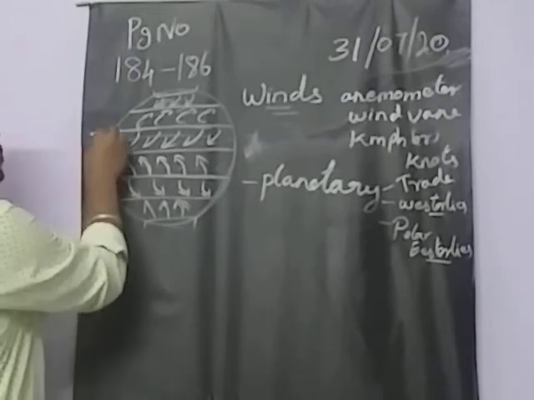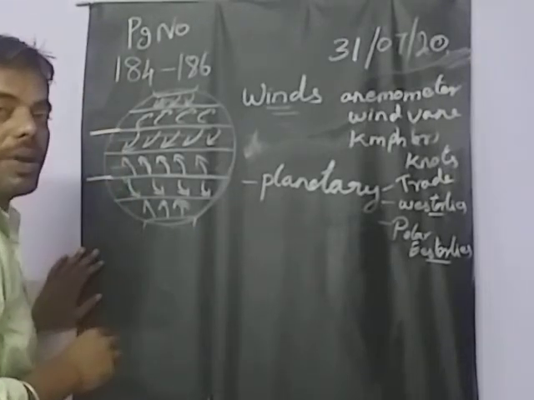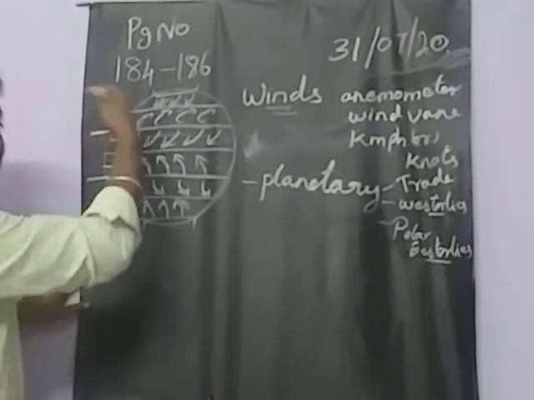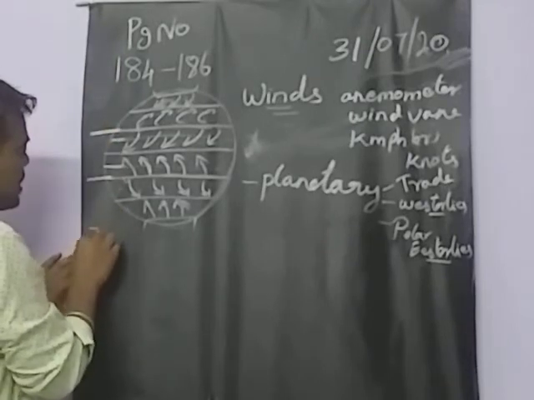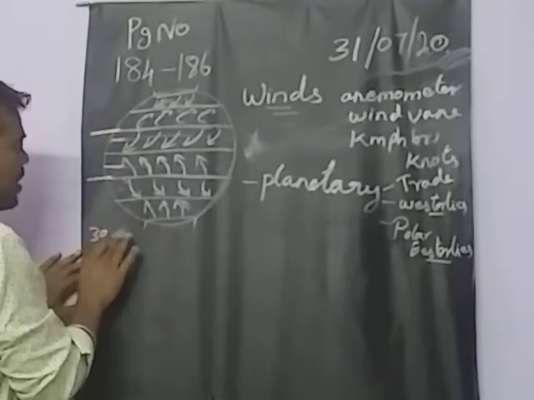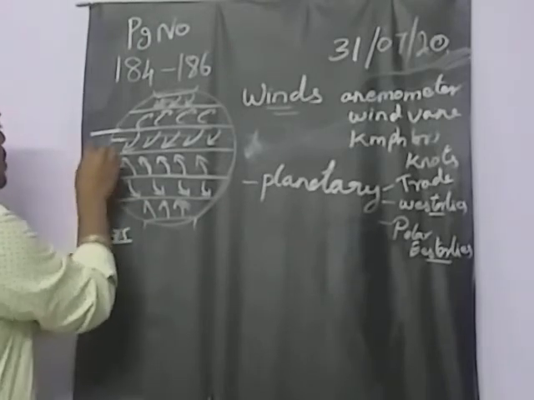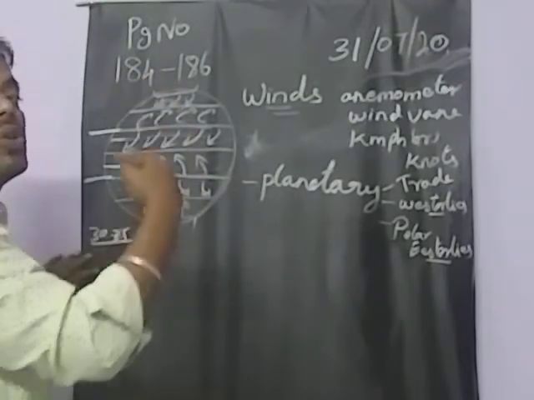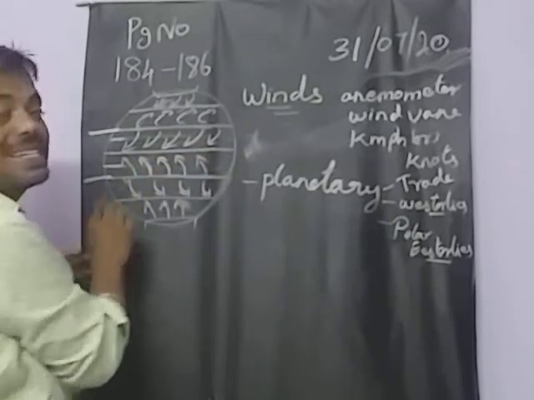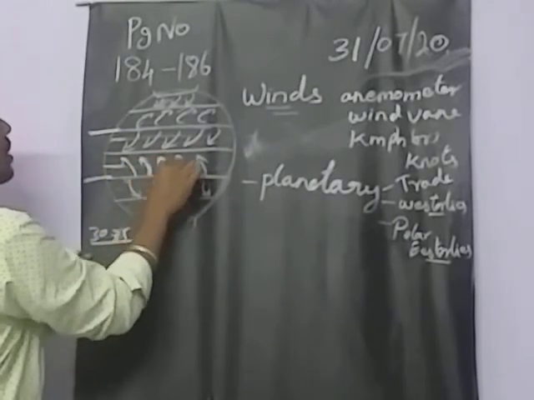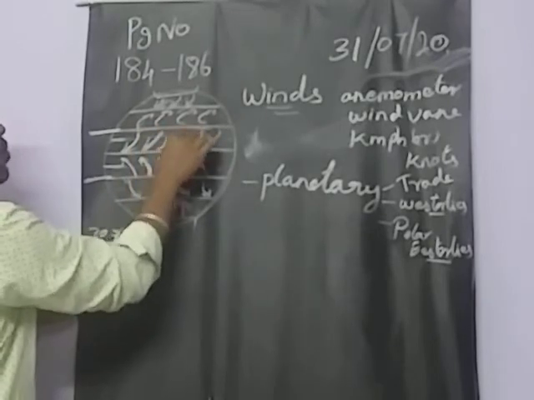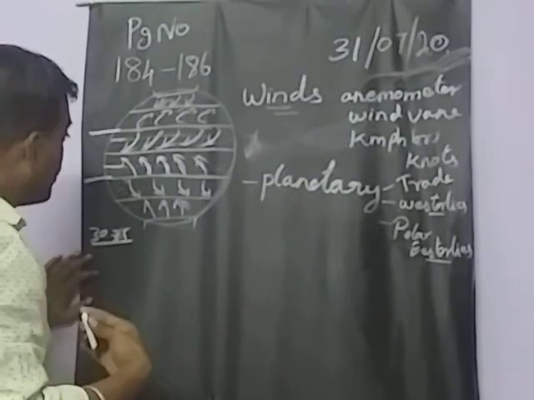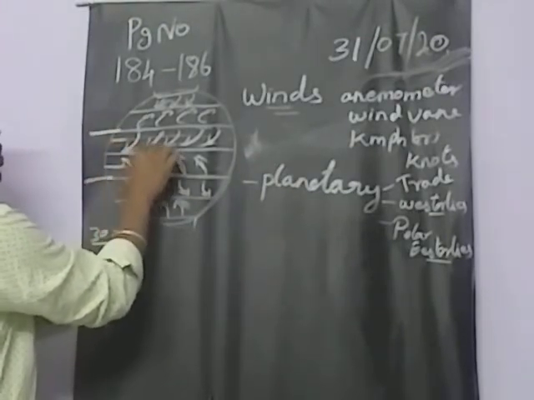So this is the subtropical high pressure belt, near the Tropic of Cancer and Tropic of Capricorn, at around 30 to 35 degrees. From that particular belt, the wind blows towards the equatorial low pressure belt. In both hemispheres, the northern hemisphere and the southern hemisphere, the wind blows towards the low pressure belt.